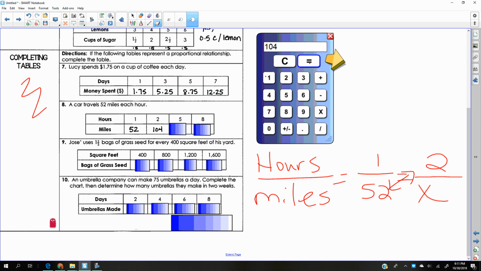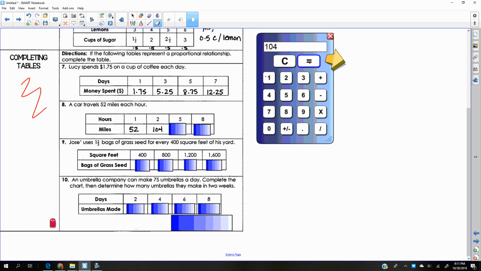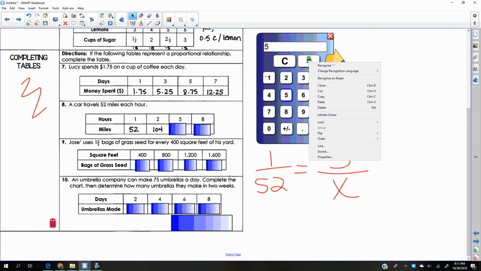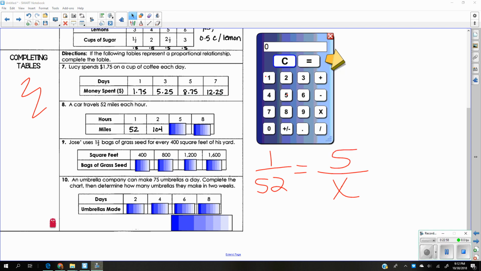So go ahead and pause the video. Figure out 5. So 1 hour, 52 miles equals, we need to figure out 5, and X is our missing value that we need to figure out. So you already know we're going to do 52 times 5, and we get 52 times 5 is 260.